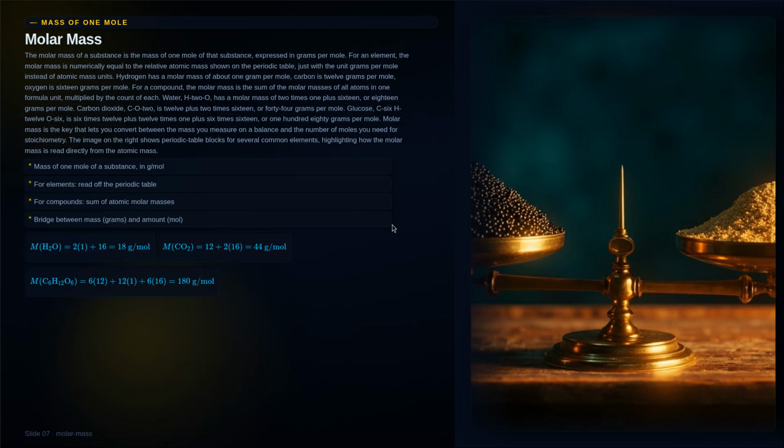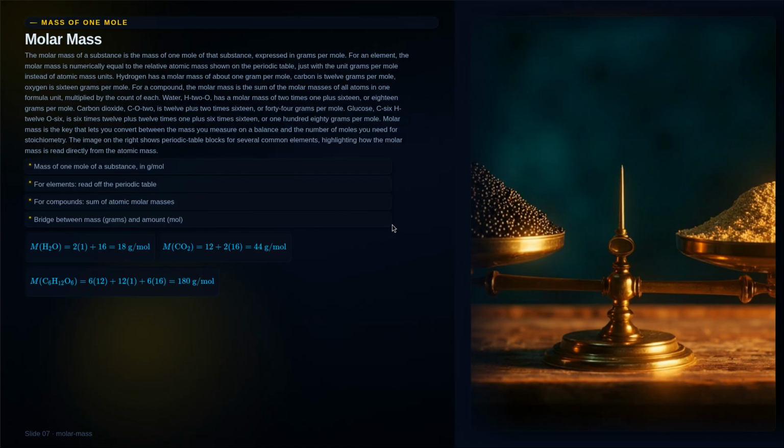The molar mass of a substance is the mass of 1 mole of that substance, expressed in grams per mole. Numerically, the molar mass in grams per mole equals the average atomic or molecular mass expressed in atomic mass units, or daltons. For example, 1 mole of carbon-12 atoms has a mass of exactly 12 grams. 1 mole of water molecules has a mass of about 18.5 grams, because 1 water molecule has an average mass of about 18.015 daltons.